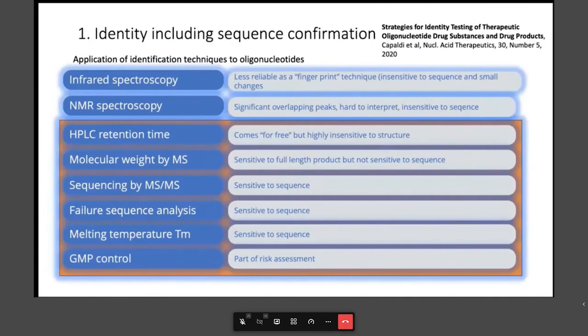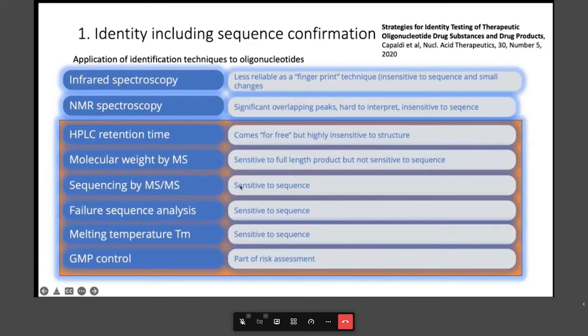The next example I want to focus on is identity. Typically for small molecules, we have a nice fingerprint in infrared or even NMR, but that fingerprint is just insensitive to sequence and small changes, and NMR spectroscopy is very, very hard to interpret. So we're really in these bottom areas. Retention time is free, but it's insensitive to sequence and structure. Molecular weight is very sensitive to full-length products, but it's insensitive to sequence.